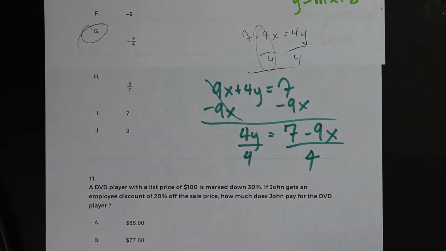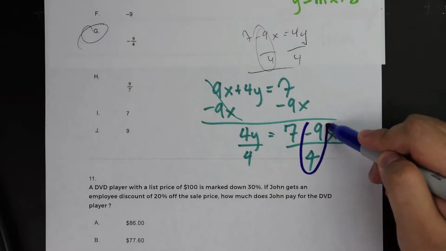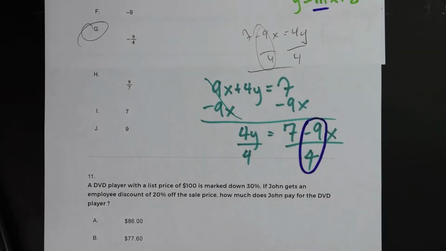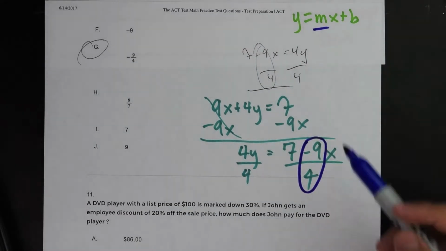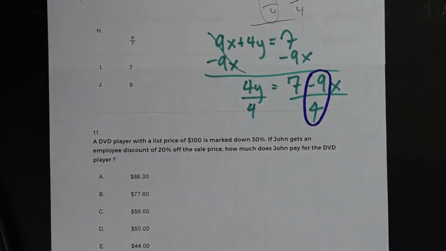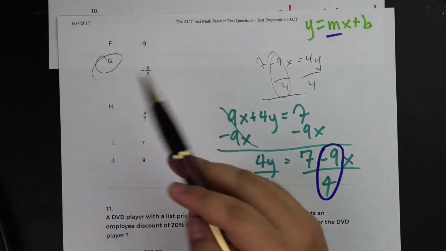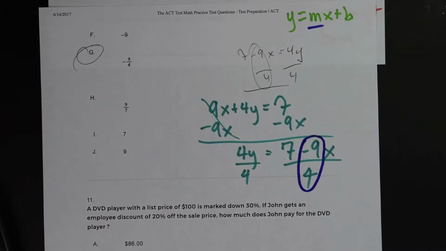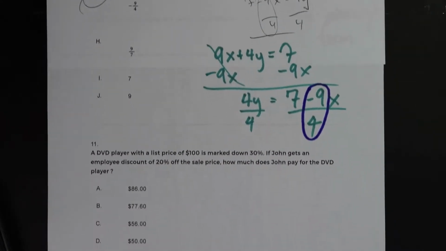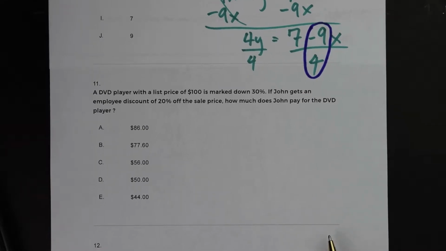The important thing is that after I got to this point, this is my slope. This mx plus b right here, the m part is my slope. So m is my slope. Because negative 9 over 4 is my fraction, I knew right off my final answer for this question is going to be G. And that concludes my explanation for number 10. To continue on to the next question, number 11.